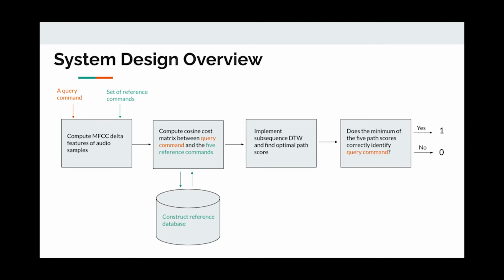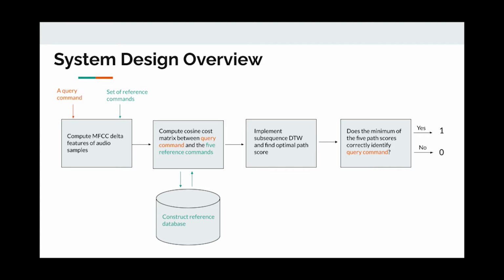Now we'll go over our system design. First, a query and set of reference commands is read into the system. Second, the delta Mel Frequency Cepstrum Coefficients, or delta MFCC features, are extracted from the samples. Third, the reference database is constructed. Fourth, cosine similarity is calculated between the query commands' delta MFCCs and those in the reference database.